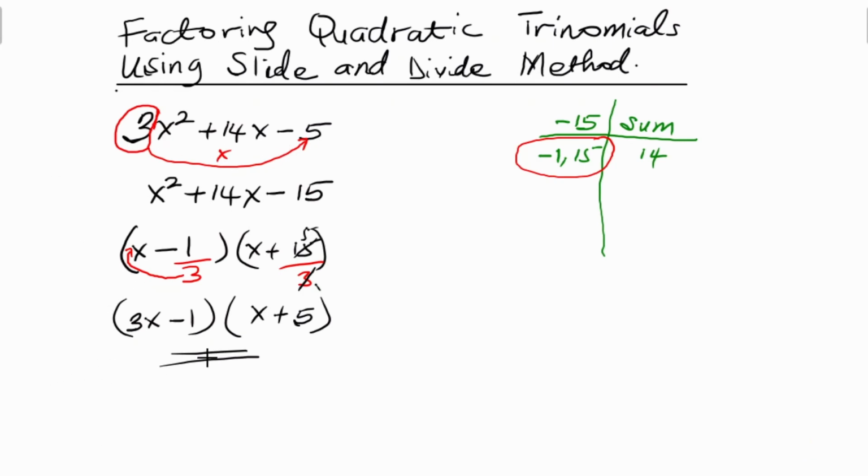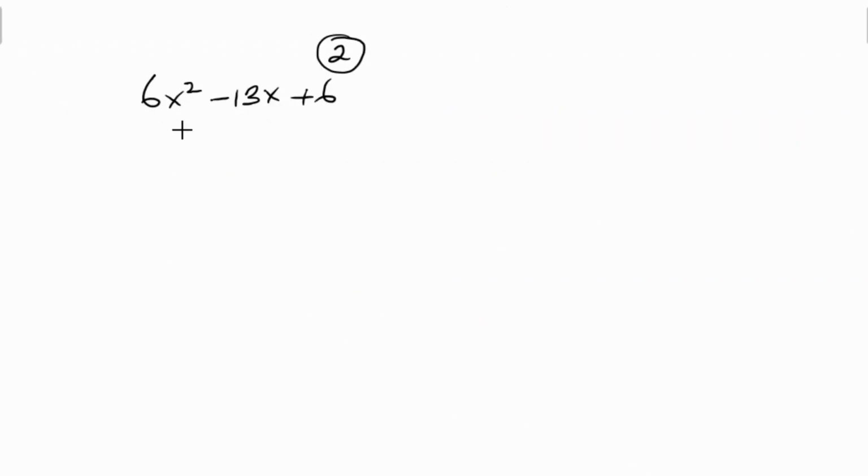Let's take another example. We are to factorize 6x squared minus 13x plus 6. And just as we did at first, the a, which is the leading coefficient, is not 1. So we slide it to come and multiply the 6 here, and that gives us 36. The expression now becomes x squared minus 13x plus 36.